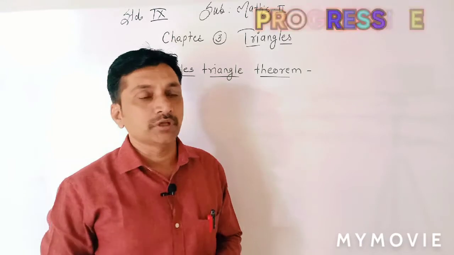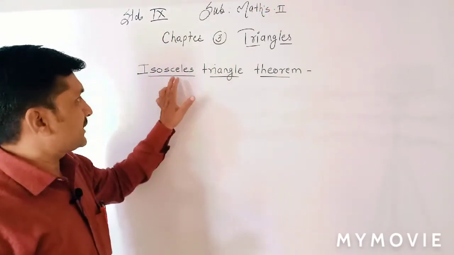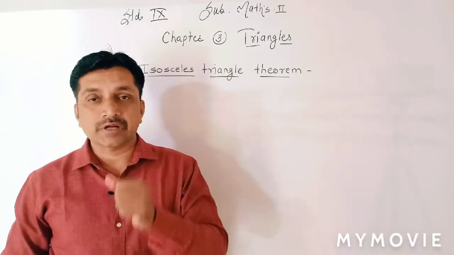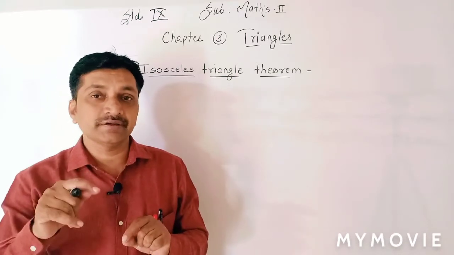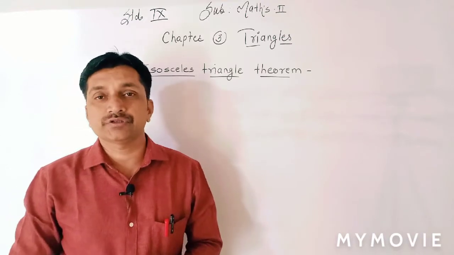In this video we are going to see some theorems. Let's start from the isosceles triangle theorem. Now you know which triangle is called an isosceles triangle: the triangle having two sides congruent and the third side non-congruent is called an isosceles triangle.